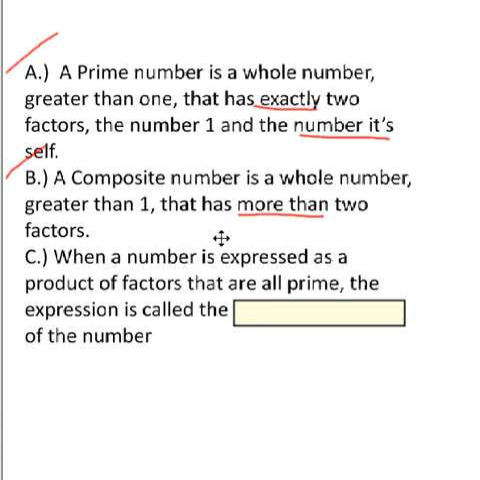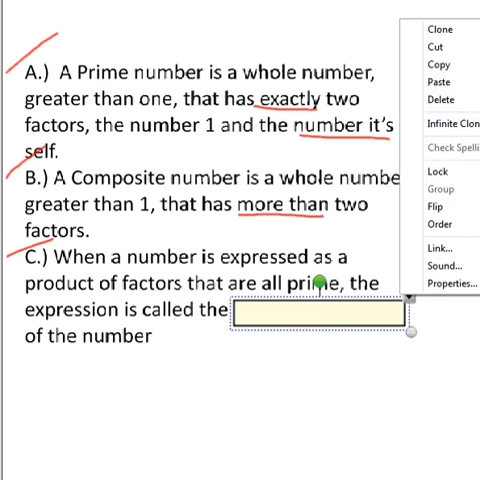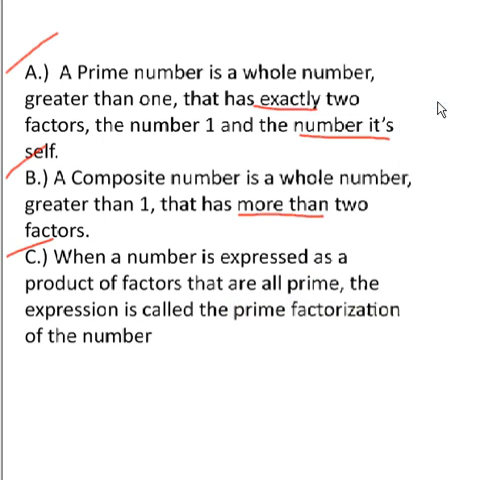The third area we're going to be working on is right here. When a number is expressed as a product of factors that are all prime, the expression is called prime factorization. Let's practice a few of these.